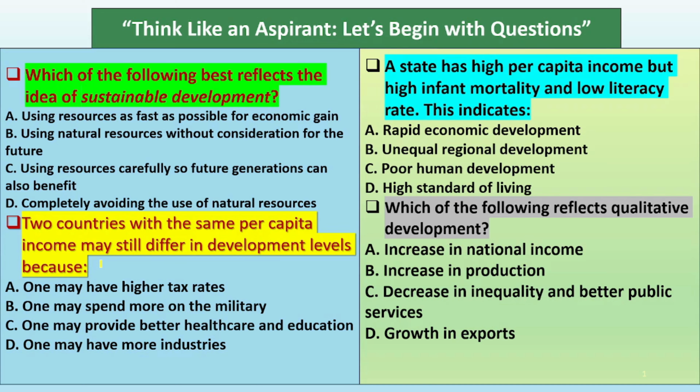Come to question number 3: A state has high per capita income but a high infant mortality rate and low literacy rate. This indicates... To answer this question, we first need to know what a high infant mortality rate is and what a low literacy rate is. Then only can we answer. Then the fourth question: Which of the following reflects the quality of development? To answer this, we first need to know what qualitative development is and what quantitative development is. Then only can we answer this question.